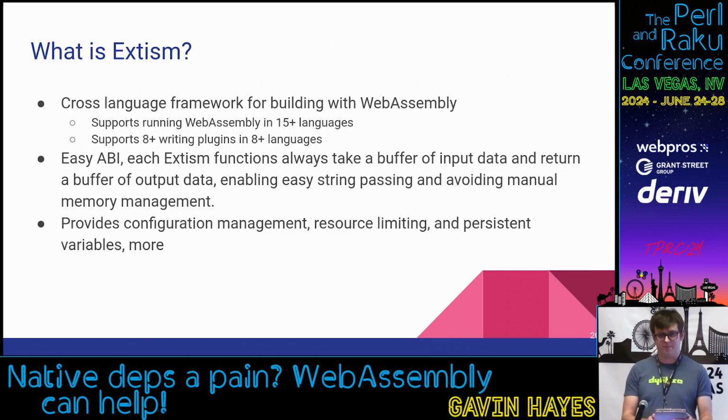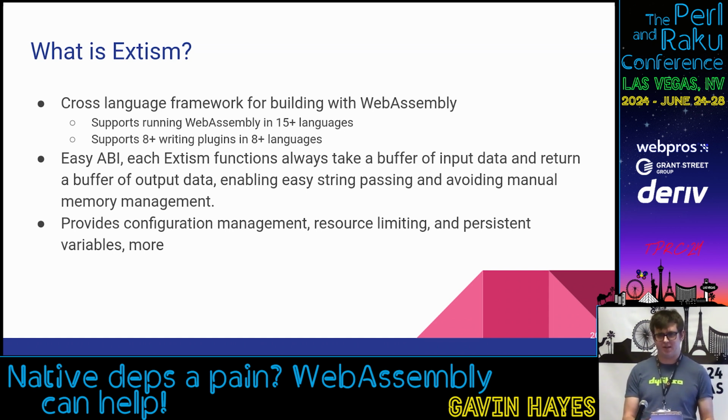What is Extism? Extism is an open source cross-language framework for building with WebAssembly. On the host side, Extism offers SDKs for a variety of different languages and environments, as I just showed, including Perl. On the guest/Wasm or plugin side, Extism offers plugin development kits or PDKs that can run in any of the host SDKs.